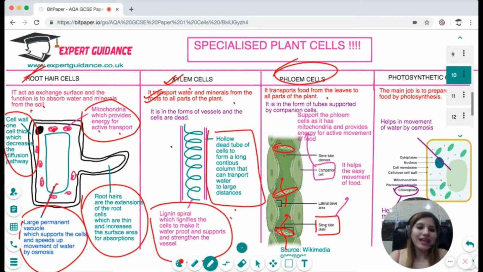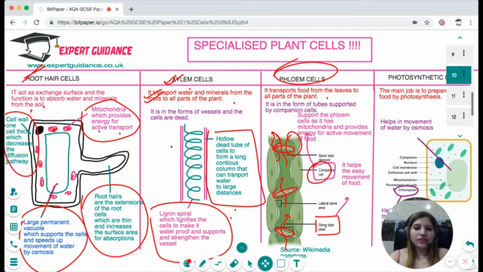Since the sieve tubes have lost the majority of their cell contents, they are supported by a special cell called the companion cell. It supports the phloem cell and provides whatever they need. Especially, they are rich in mitochondria, which make a lot of energy for the sieve plates and sieve tubes so that they can transport food.